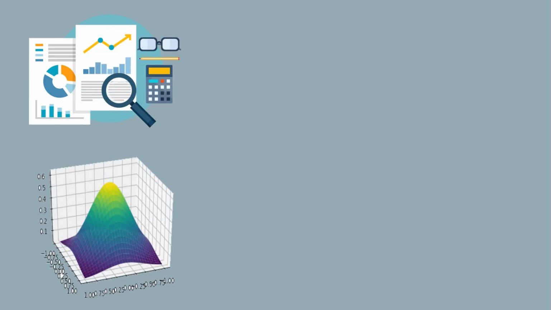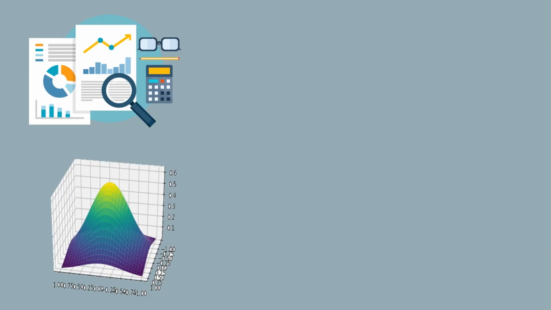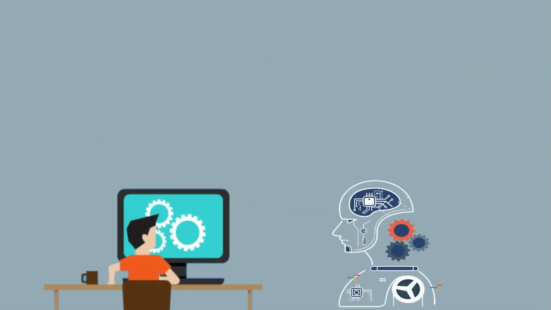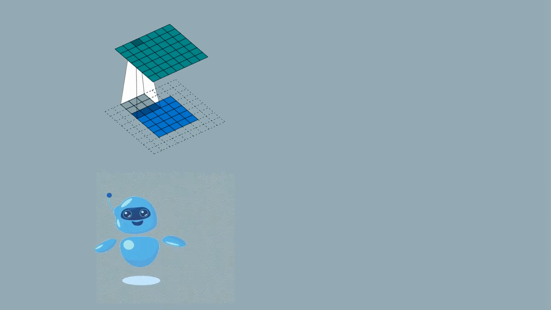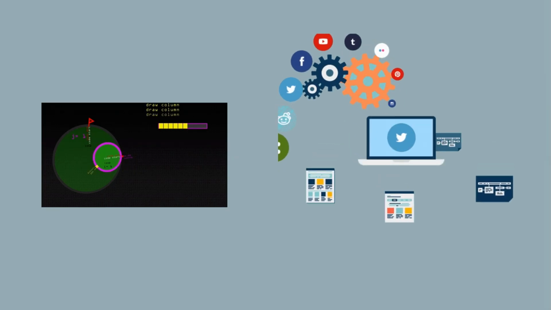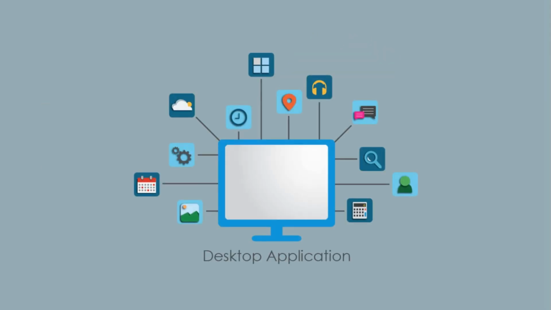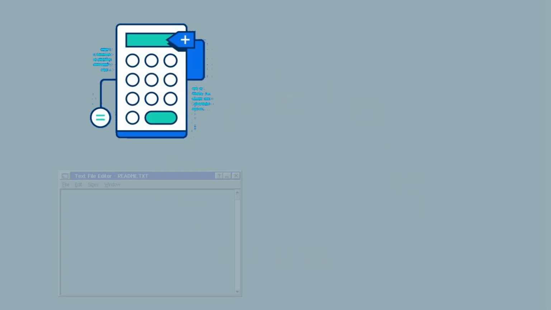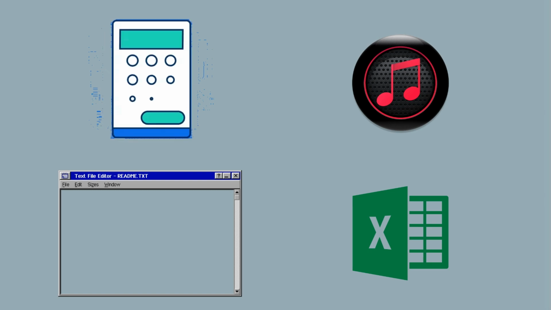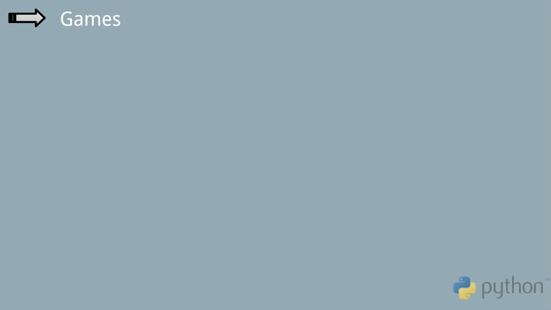Data analysis and visualization is another form of application that is built using Python, and examples are Jupyter Notebook, Pandas DataFrame, Seaborn. Then moving on, machine learning and artificial intelligence applications are built using Python, and some of them are image classification, virtual assistants, healthcare applications. Moving on to the list of applications using Python is scientific computing. Then we have automation and scripting applications. We also have desktop GUI applications that can be built using Python, and examples of those GUI applications are calculator, text editor, music player, spreadsheets, and so on. All right, then not to forget games. Game development can be done using Python as well.